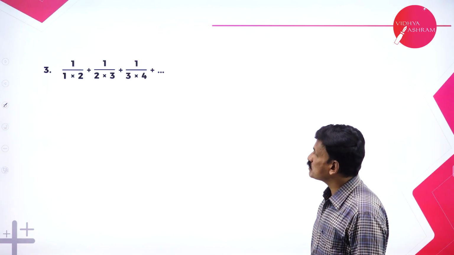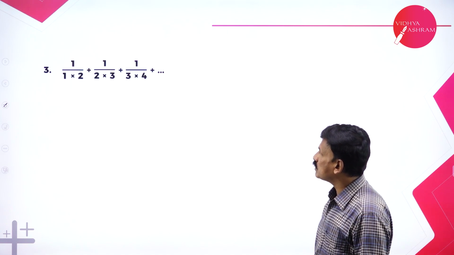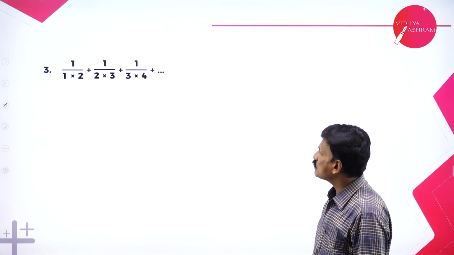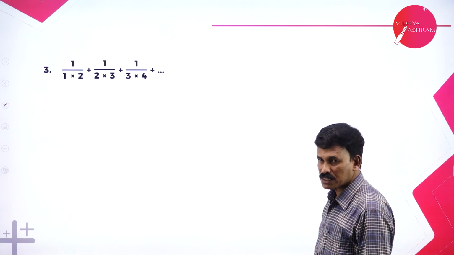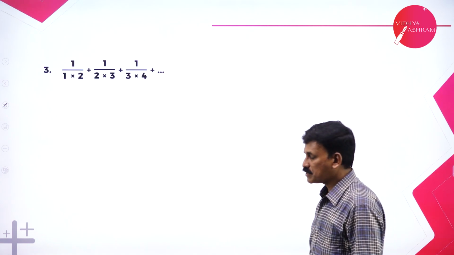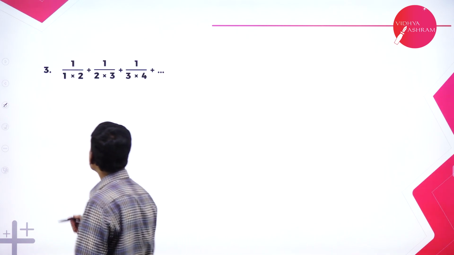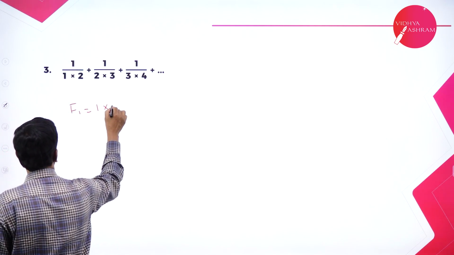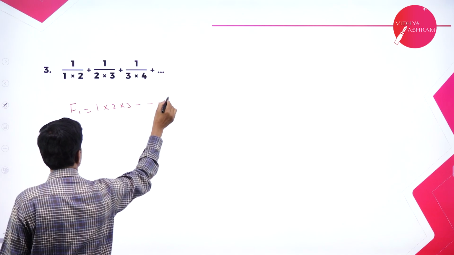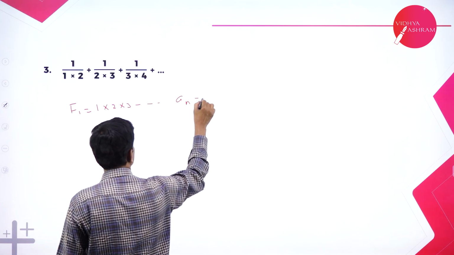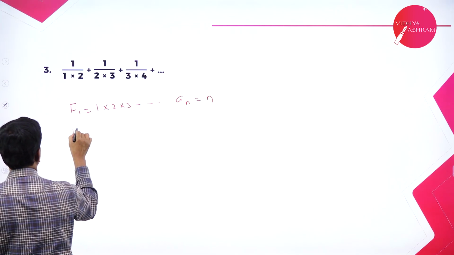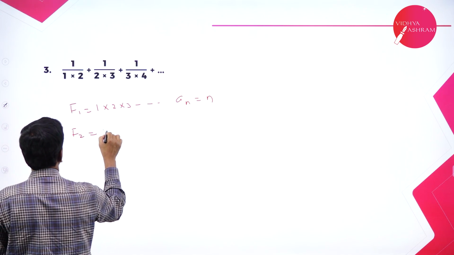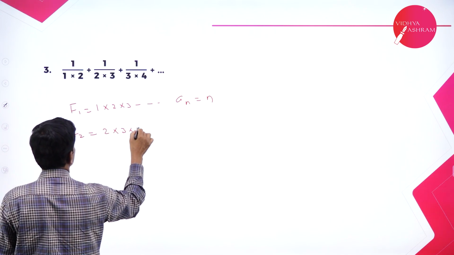Find the sum of n terms of the series 1 by 1 into 2 plus 1 over 2 into 3 plus 1 over 3 into 4 plus etc. n terms. Here also this can be written as the first terms are 1, 2, 3. So, the first terms 1 into 2 into 3 etc. Therefore, the nth term is n. For the second terms are 2 into 3 into 4.